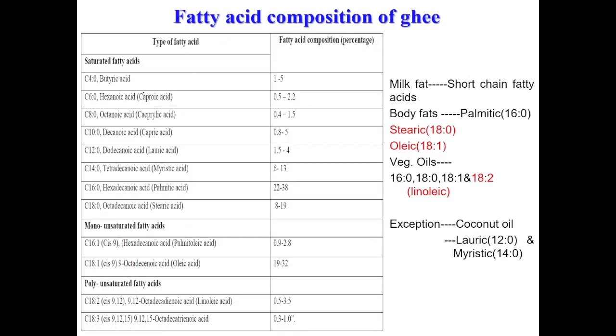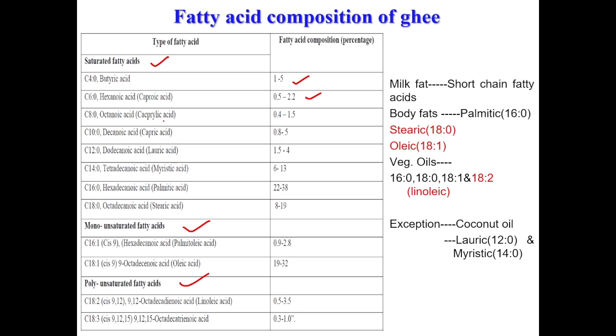Fatty acid composition, if you see here, the fatty acid composition which is now given by FSSAI: butyric acid should range between 1 to 5%. So here, 1 to 5%. All the fatty acids have been divided into three categories: one is saturated fatty acids, then MUFA, that is monounsaturated fatty acids, and then polyunsaturated fatty acids. Now C4, that is butyric acid, ranges from 1 to 5. C6, that is caproic acid, ranges from 0.5 to 2.2.